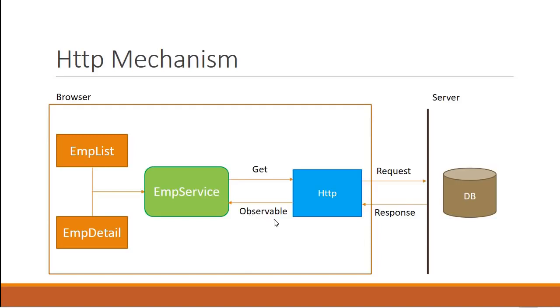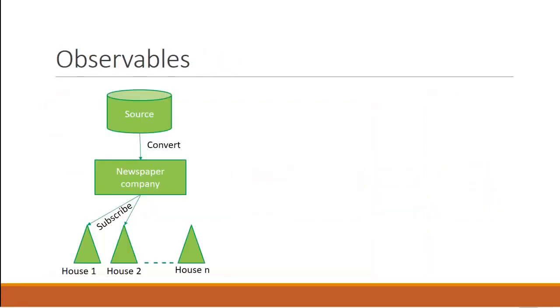Now this second step is where things might seem a little complicated. So let us first understand what an observable is and get a clear picture of the HTTP mechanism. To help you understand what an observable is and how to work with them, I'm going to use a very simple example of a newspaper company. So we have a newspaper company, and this company has a source of information. The company makes a request to the source to send in everyday news. As a response to the company's request, the source sends in a sequence of information throughout the day.